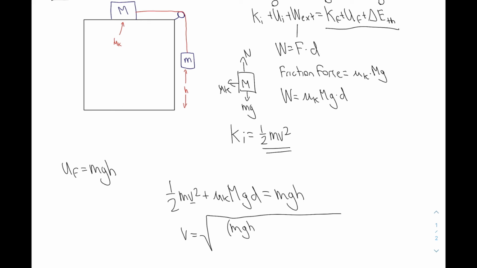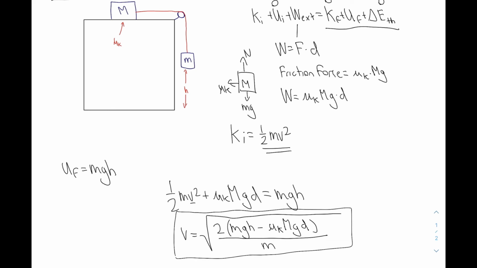mgh minus the coefficient of friction times capital M times g times distance, times 2, all divided by lowercase m, and then square rooted. And that's going to be the velocity of the box right before it reaches the ground.